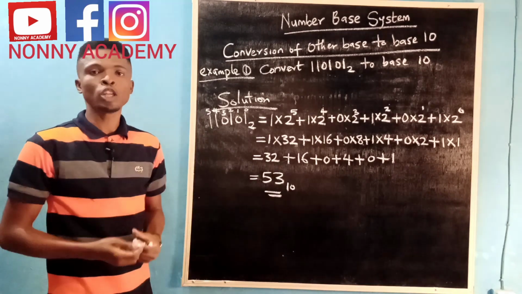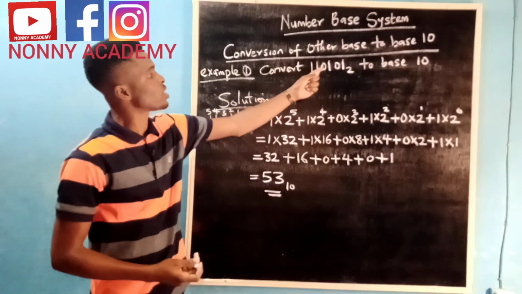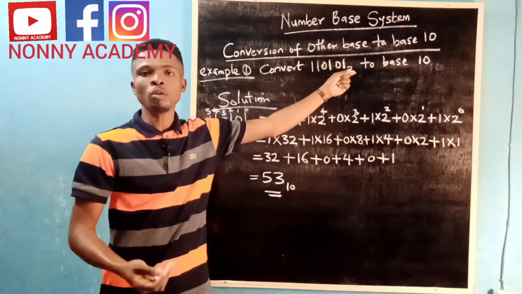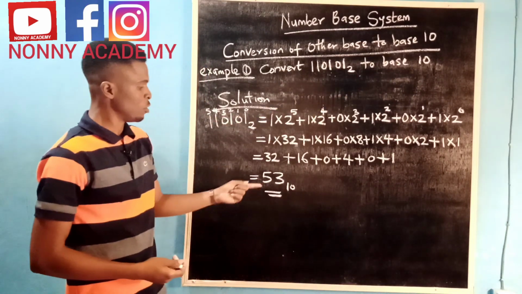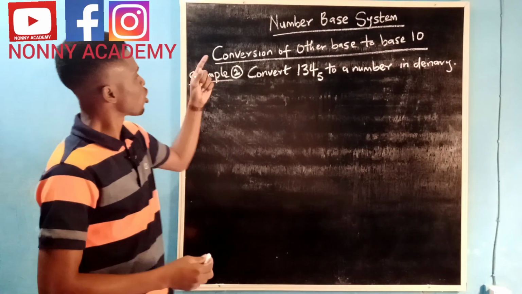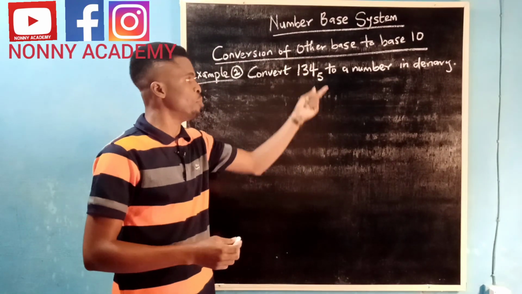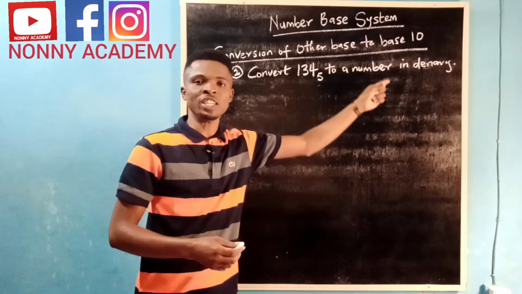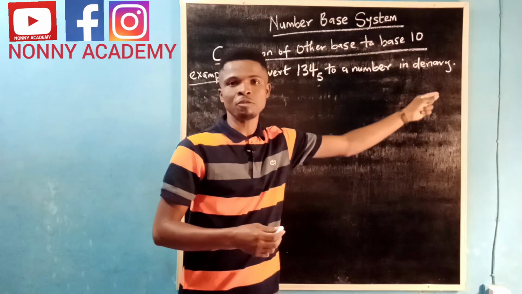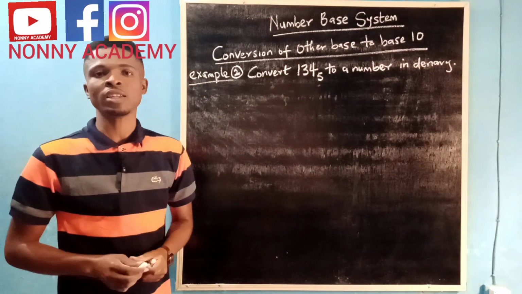Now we have successfully converted 110101 from base 2 to a number in base 10, which is 53 base 10. Let's take a look at example 2. Convert 134 base 5 to a number in denary. When we see the word denary, it means base 10.